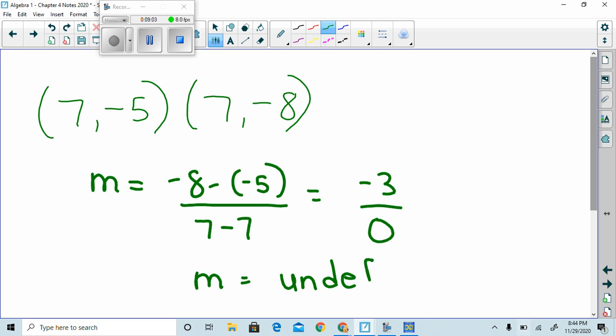We can never divide by 0, and when we see these later on, we're going to see that this will form that vertical line.